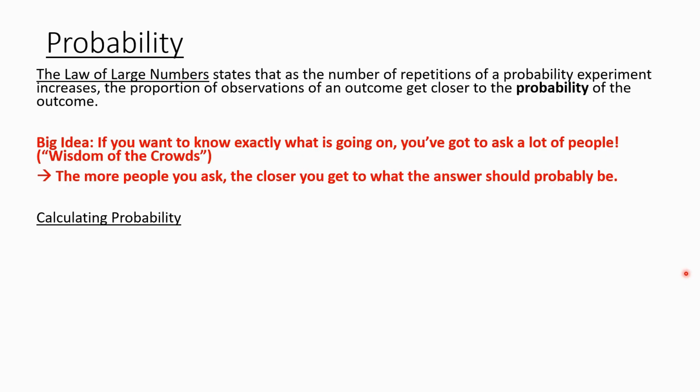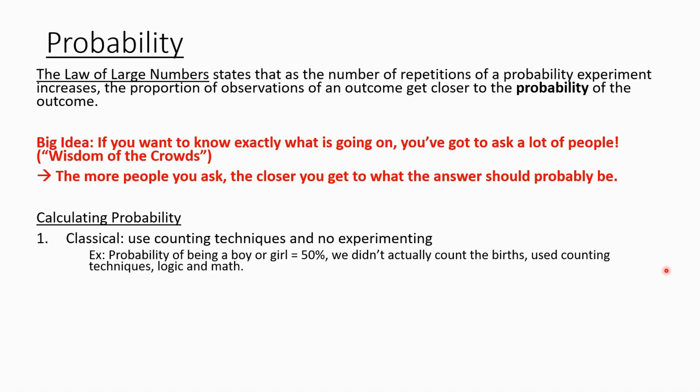Now that we understand why probability calculations require a solid foundation, let's talk about the three main ways we calculate probability. The first is classical probability. This method is based on logic and counting techniques rather than experiments. For example, if we assume an equal chance of having a boy or a girl at birth, the probability of having a girl is 50%. This approach doesn't rely on data collection. It simply assumes all outcomes are equally likely.